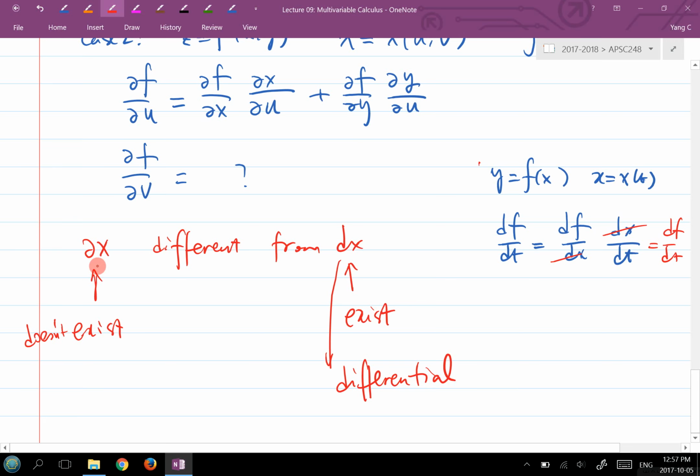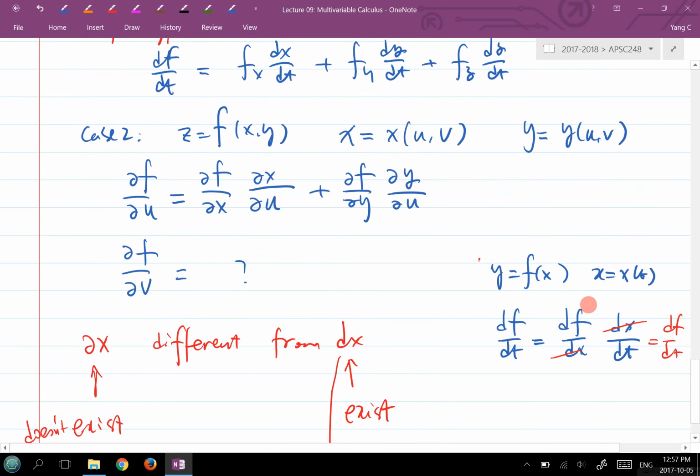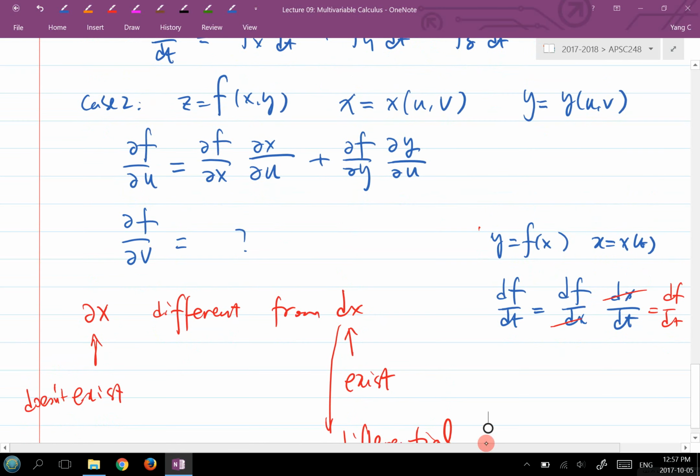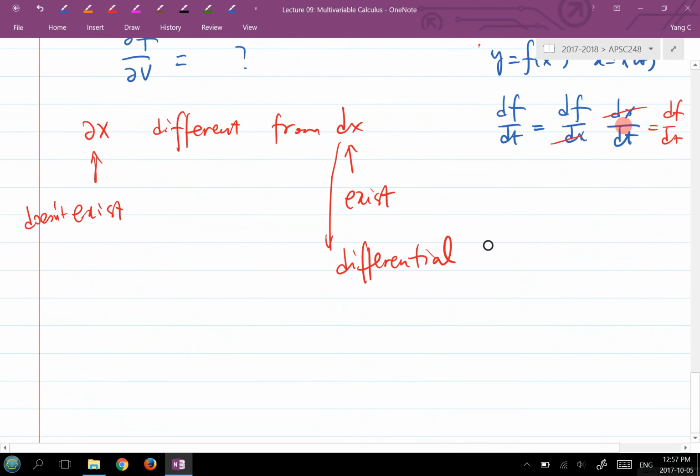So the chain rules here are mainly just the two cases. You can extend case 2 from a function of 2 variables to 3 variables, really no difference at all. So the main types of chain rules are the two cases here. Let's take a look at an example.